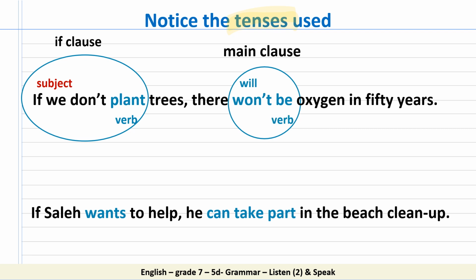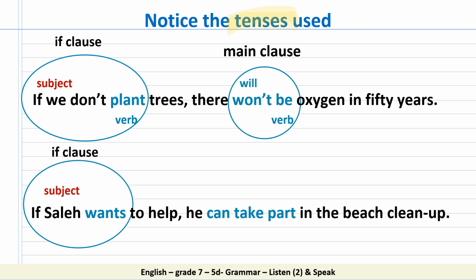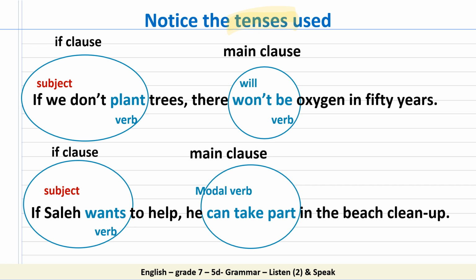Let's examine the second sentence. If Saleh wants to help, he can take part in the beach cleanup. The first part, if Saleh wants to help, consists of if plus the present simple. Saleh is the subject and wants is the verb. The second part, the main clause, uses the modal verb can instead of will.